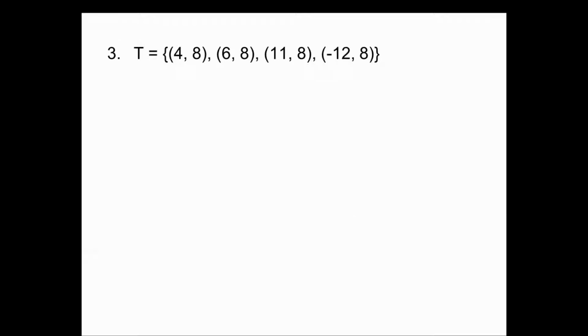Number 3. T consists of the ordered pairs 4, 8, 6, 8, 11, 8, negative 12, 8. Okay, now the second coordinate is repeated, but that doesn't matter. For ordered pairs, you look at the first coordinates. Are they all different? Yes. That's a function. Again, if you graph it, it's just 4 dots.